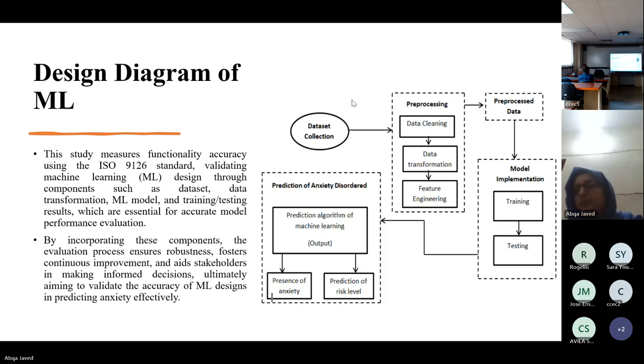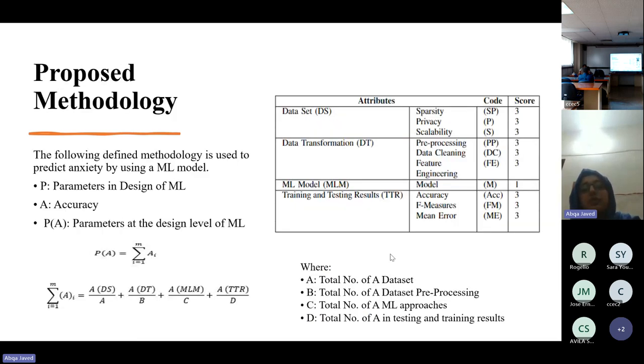So in this framework, we basically pass the dataset collection to the model and apply various preprocessing techniques on it, such as data cleaning, data transformation, and feature engineering. Then this preprocessed data is passed to the model implementation phase. In the model implementation, we select a model which divides the preprocessed data into training and testing phases. Then we apply the testing on the particular data and get the prediction of the algorithm using the machine learning model, which gives us the categorization of the disease, presence of anxiety, or prediction of the risk level of the particular disease.